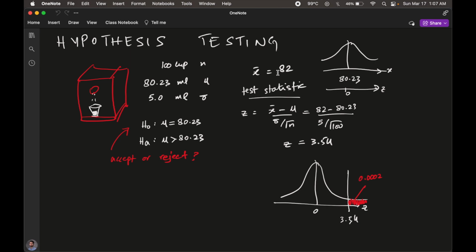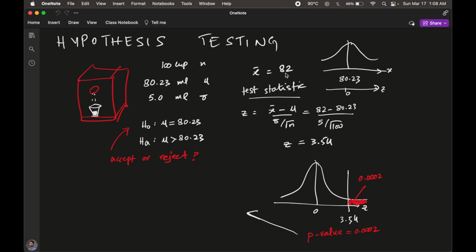Now, what is this probability? We refer to this probability as the p-value. P-value is 0.0002. What is this p-value indicating? What is this p-value telling us? That is of essence. That is the entire essence of hypothesis testing. The p-value is essentially telling us the probability, or the likelihood, of 82 being a coincidence.